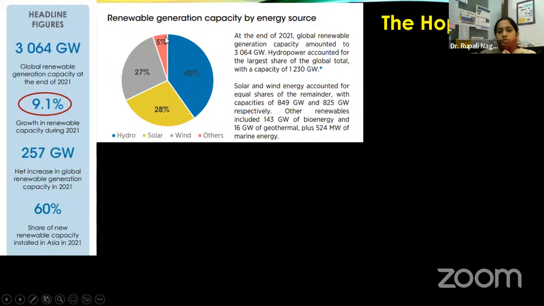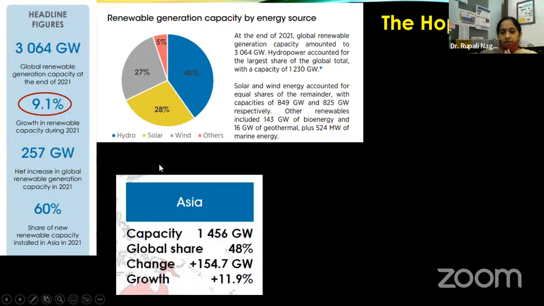Now what we need to do is increase the share of these others. Of course, presently the dominant one is hydropower. If we talk about Asia, not the world, then the growth that has been seen is about 11.9%.